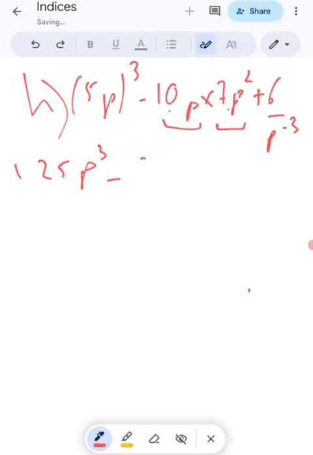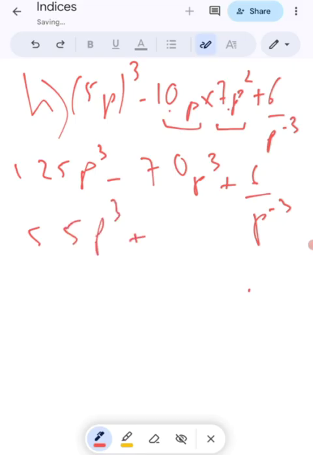Look, 10 multiplied by 7 is 70, and p multiplied by p^2. Anything when there is no power, it's a 1. Agreed? And multiply sign means a plus, so it becomes 1 plus 2, that makes a 3. So p^3. Okay, now here we are having a plus sign, 6 upon p raised to the power minus 3. Okay, so 125 minus 70 of yours is 55p^3. Okay, now plus 6 upon p^-3.